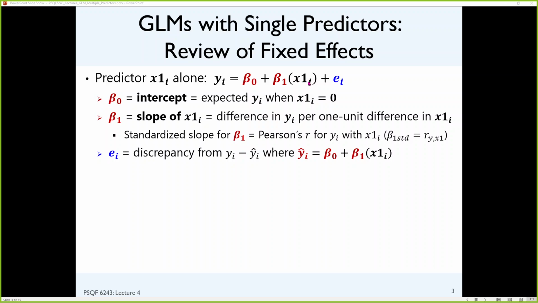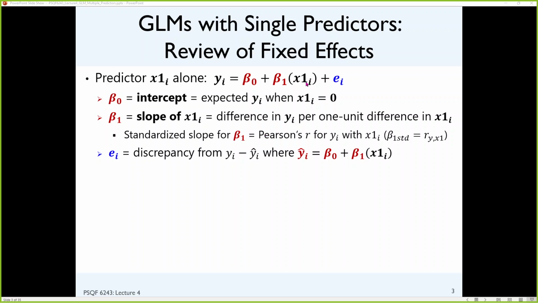So if I have x1 as my predictor, all by itself in here, beta 0, that's my intercept. Intercept is always the expected y when your predictor is 0. Beta 1 is my slope. That's the change in y for a 1 unit change in x, or as I have written here, difference, because people aren't changing into each other.